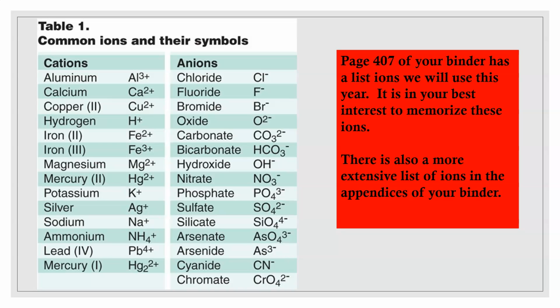If you're doing any sort of assignment that has ions in it, you can use page 407, or you can use a more extensive list of ions that are in the appendices of the binder. Don't, however, use the appendices in the binder to memorize the ions, because there's a bigger list there than what you have on page 407. So 407 are the ions that we commonly use and we want you to know.